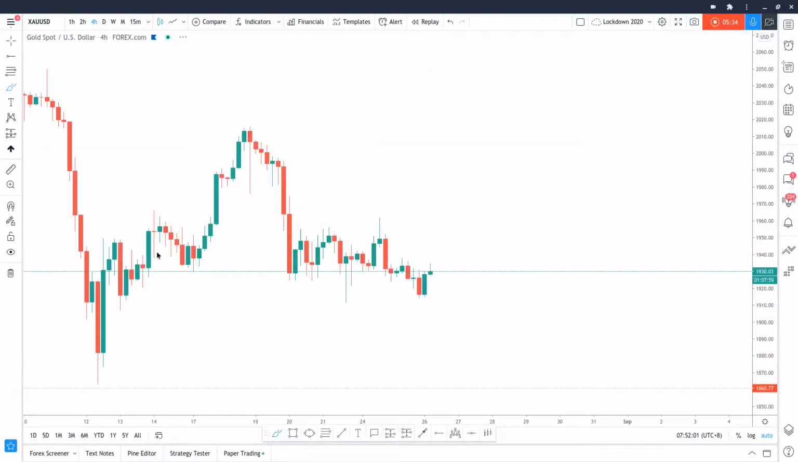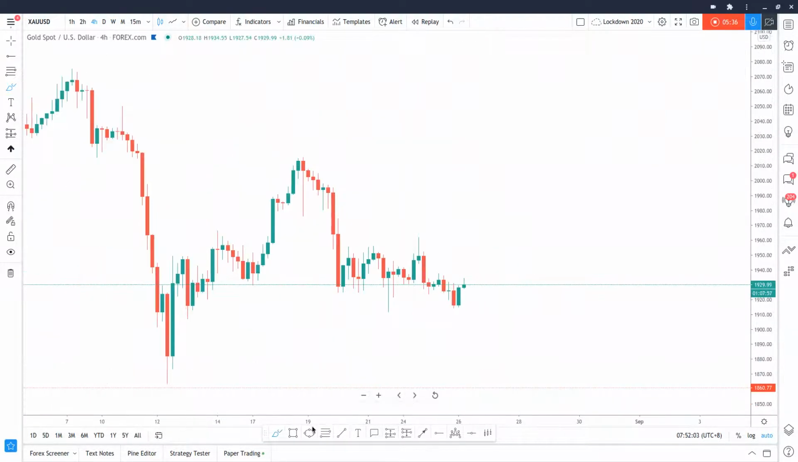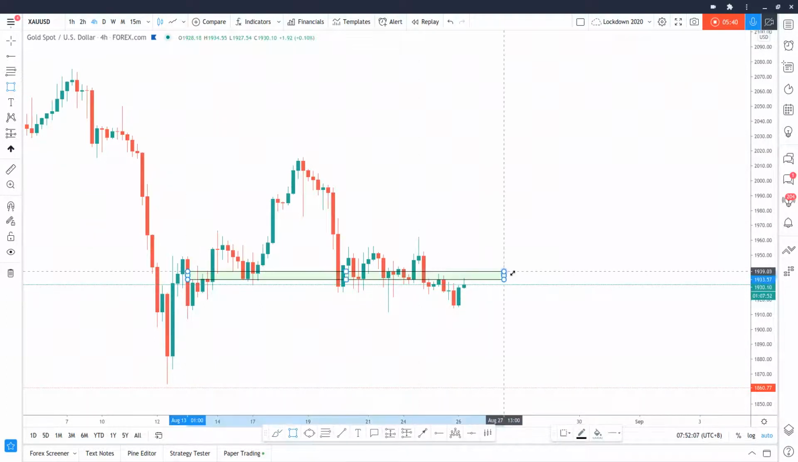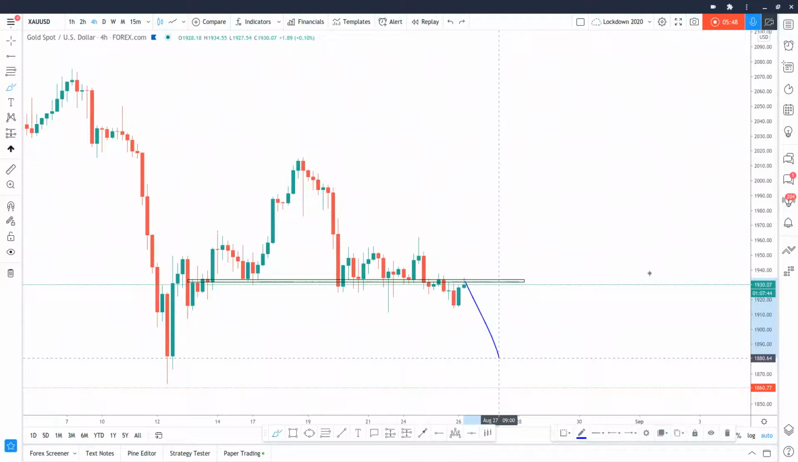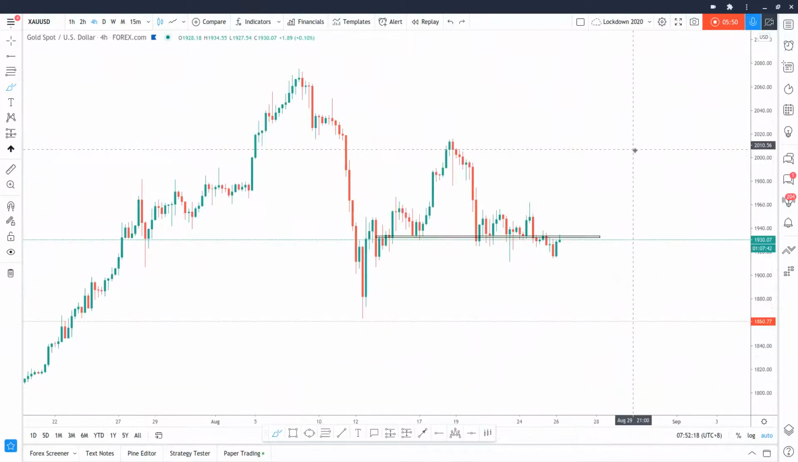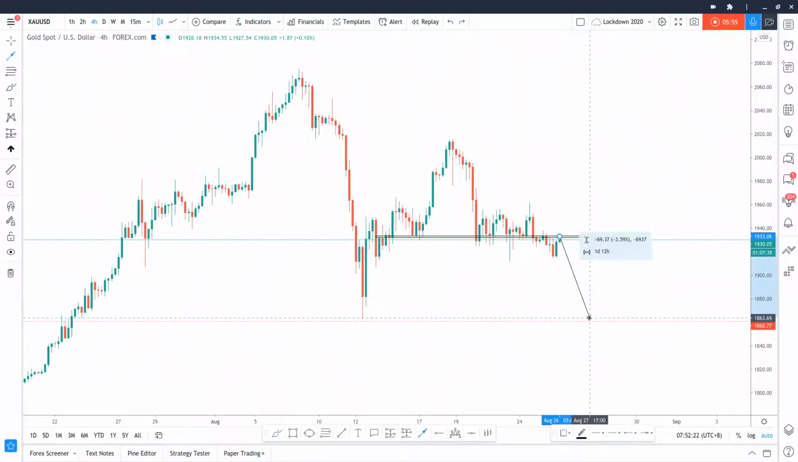So on the 4-hour time frame, we need to be very reactive. If the market now closes below this area of previous support now turned resistance here, then we will be looking for a good shorting opportunity to take this trade to the downside with a very good risk to reward.